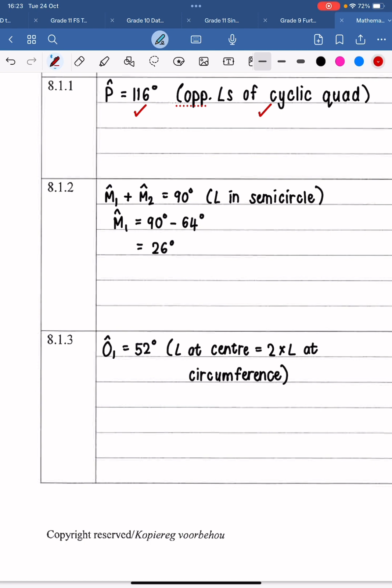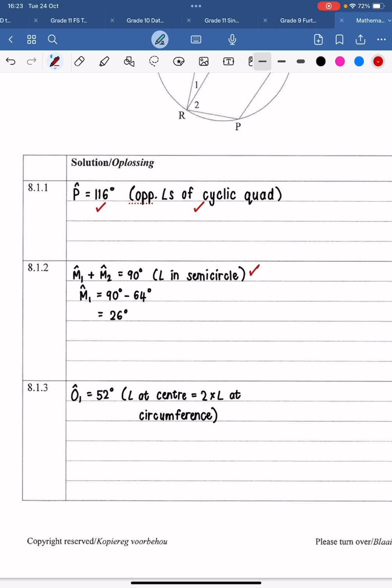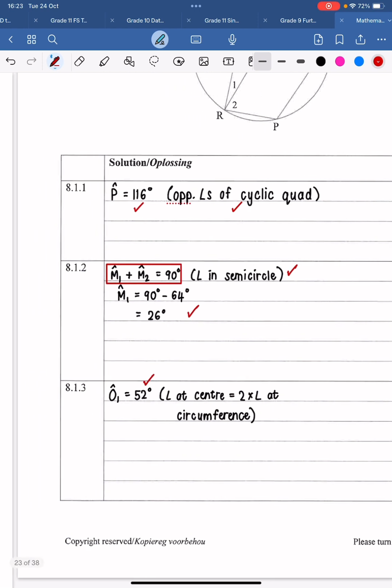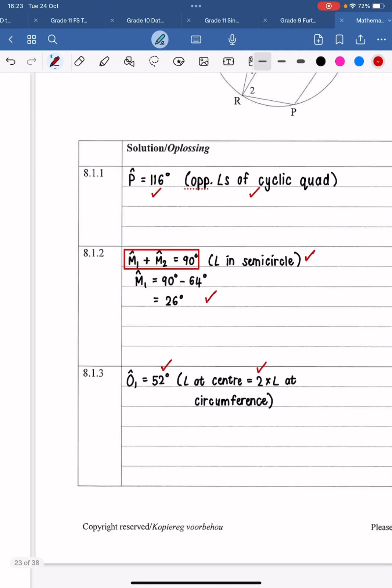I forgot to put marks in for the previous one. Let me quickly check. It was 2 marks each. For this one, you would get a mark for the angle in semicircle, and then a mark for your reason. So guys, you don't really have to write that down as a statement on its own, as long as you have the angle in semicircle, that reason, and then your answer. And then the next one, 52 degrees, that will get you 1 mark. Sorry, that's off screen again. And then angle at center equals 2 times angle at circumference, that will be the second mark. Right, I hope you guys are all fine with that one.